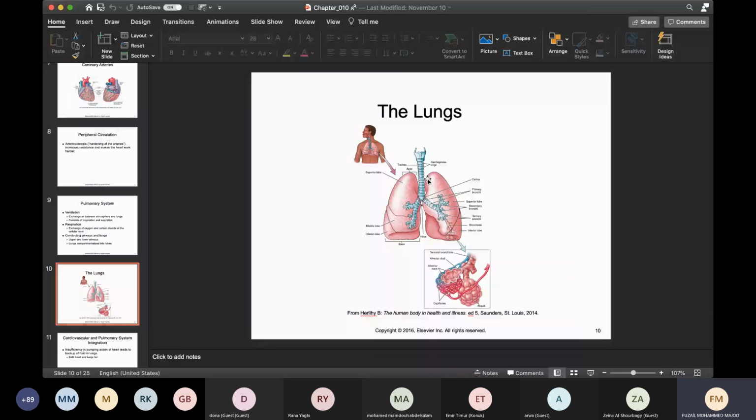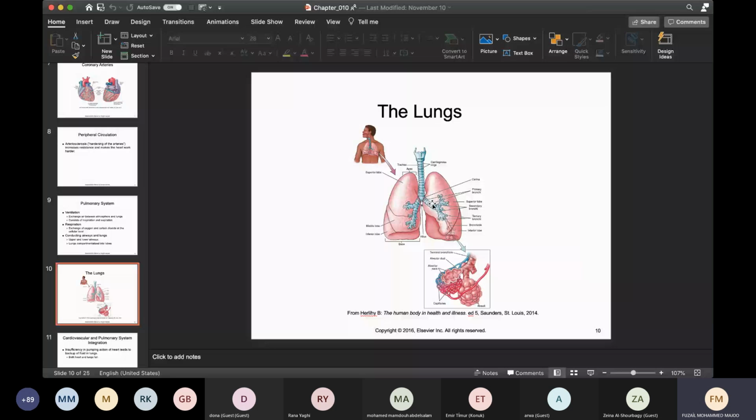And in addition to that, you have the trachea throughout, which then divides at this point here, which is called the carina. The carina is where the trachea divides into right and left primary bronchi, right and left primary bronchi. This is the first major division that occurs after the carina.